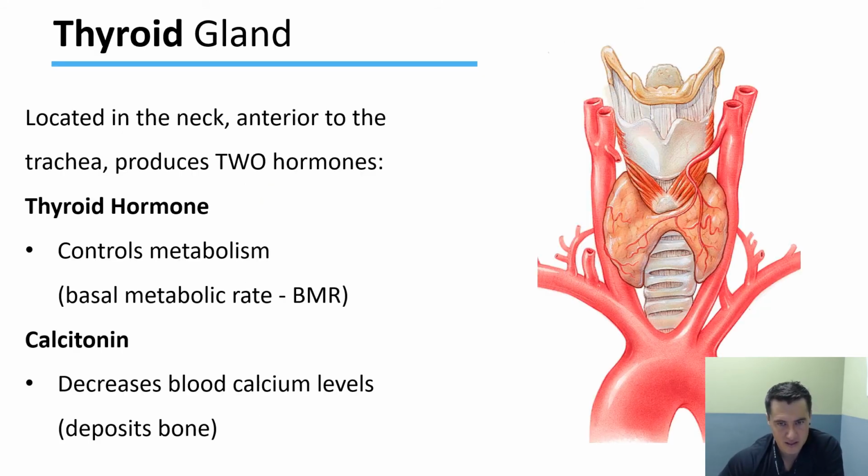Here we've got the thyroid gland. This diagram just shows the neck, the trachea, and the larynx just above, and the thyroid is wrapped around the trachea. So it's located in the neck anterior to the trachea and produces thyroid hormone, which controls metabolism, so things like our basal metabolic rate. So issues with thyroid hormone or the thyroid gland can affect your ability to metabolize food and how much energy you burn. And then calcitonin, you can imagine that it has something to do with calcium. It decreases blood calcium levels by triggering the deposit of calcium into bone.